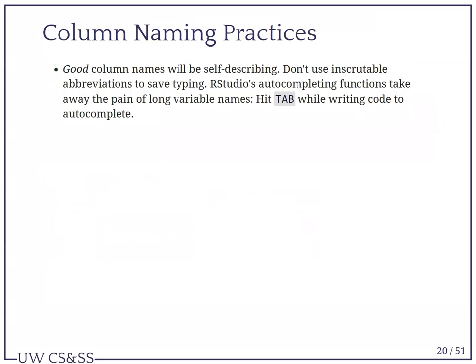I want to talk a little bit about column naming practices. Good column names will be self-describing. Don't use inscrutable abbreviations to save typing. RStudio's auto-completing function takes away the pain of long variable names, so you can just hit tab while writing code to autocomplete. So you don't have to just do ASDF1, ASDF2.